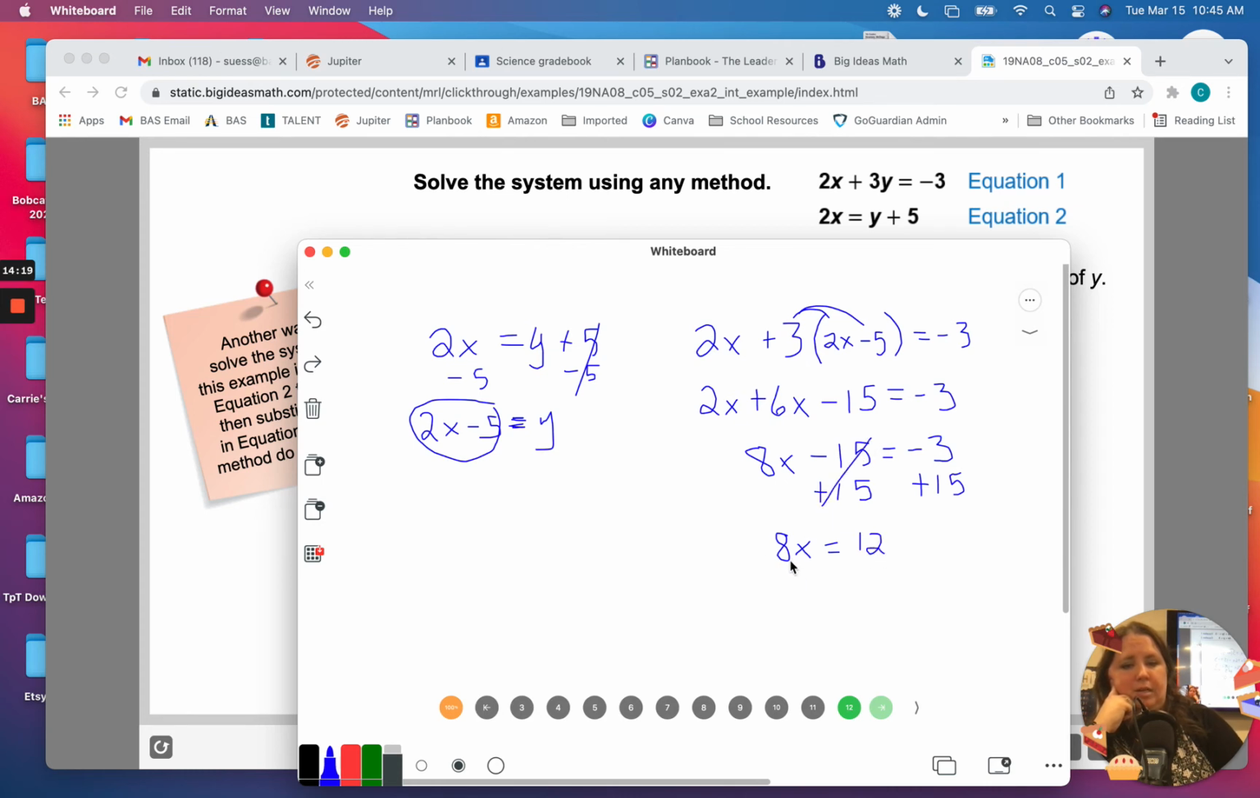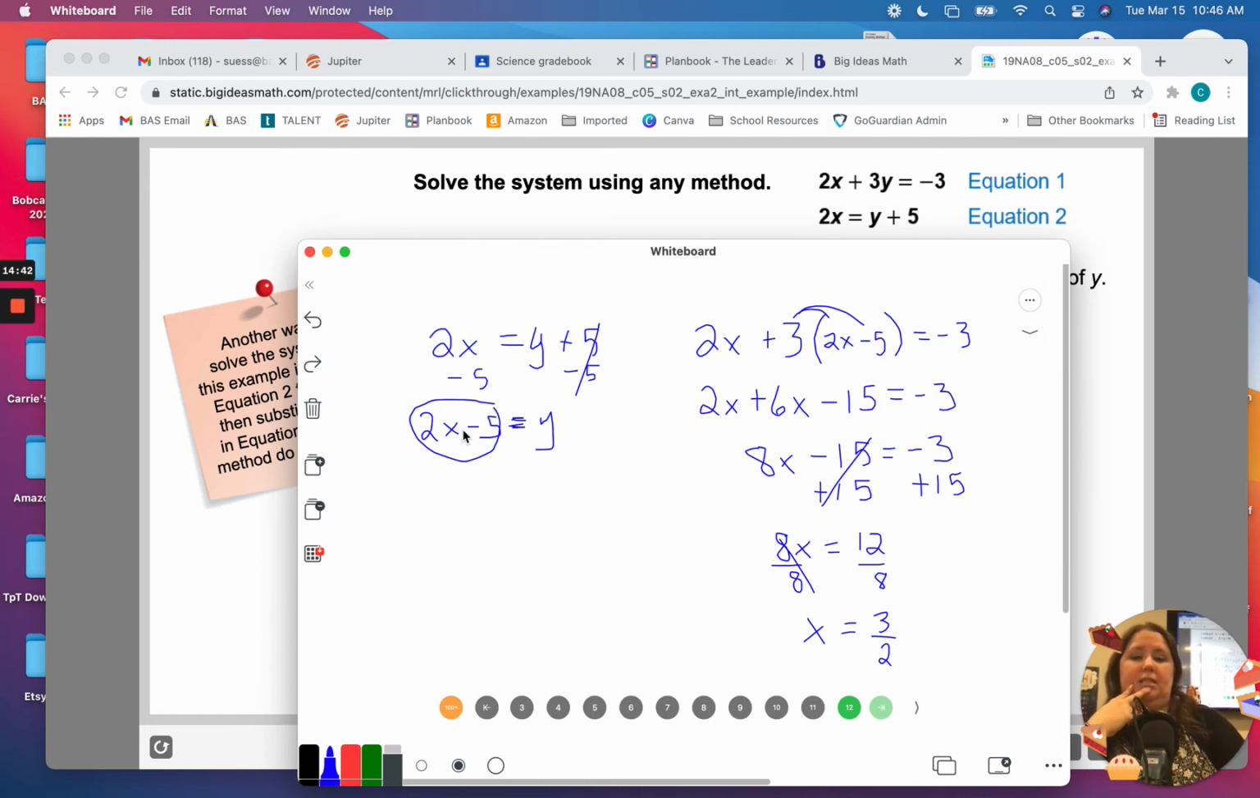Okay, how do I get x by itself? Does 12 divided by 8 come out very nicely? No, so just reduce the fraction. What's 12 over 8 reduced? Divide both by 4. 3 over 2. 3/2, yes. 1.5 is also correct. Okay, so now I have x.